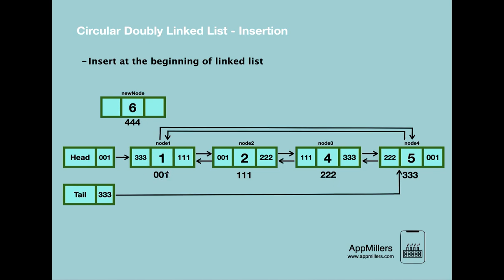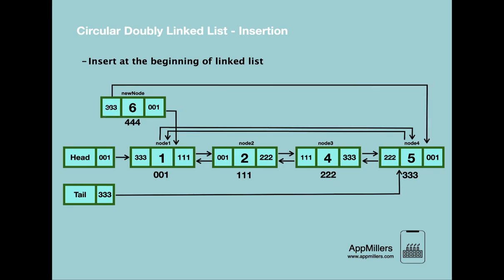We know that the physical location of node 1 over here is 001. So if we update the new node's next reference to 001, it will create a link between the new node and node 1 over here. So the next step is we need to update the previous reference of this node. We know that in a circular double linked list, the previous reference of the first node points to the last node. So in our case, the last node's physical location is 333. So if we update the previous reference of the new node to 333, it will create a link between the new node and the last node over here.